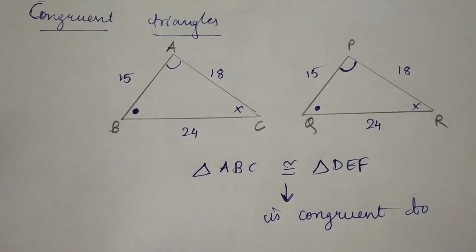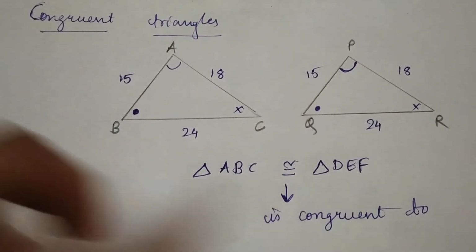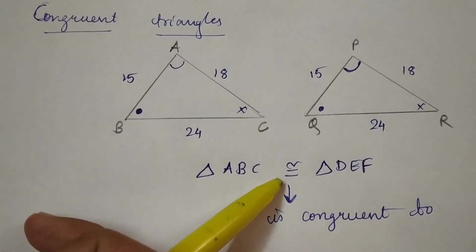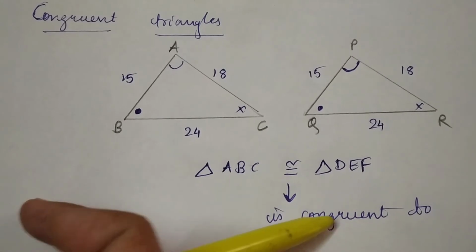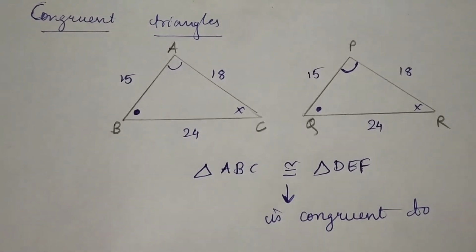So how do I write that? I write that triangle ABC is congruent to triangle DEF. This symbol is the symbol of congruence. It means "is congruent to". This is how we pronounce it. So triangle ABC is congruent to triangle DEF. So this is how we understand congruent triangles.